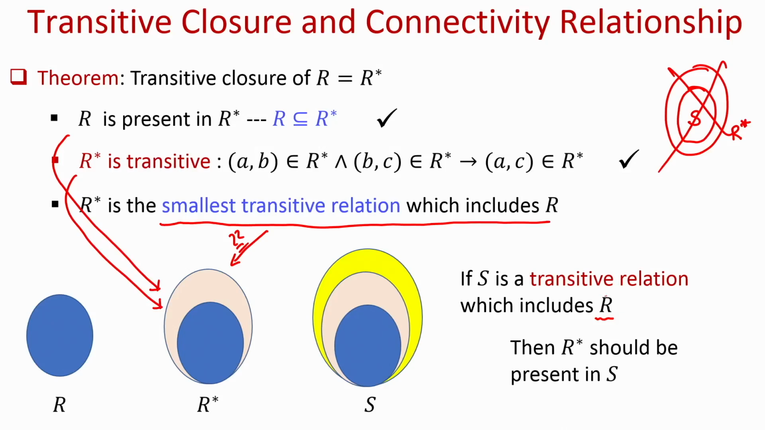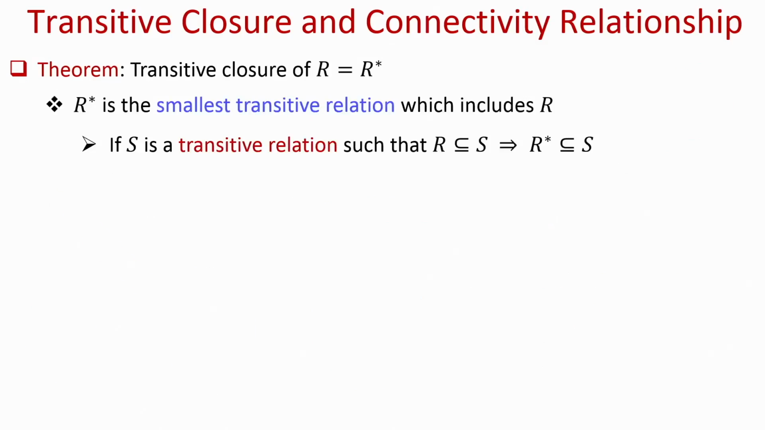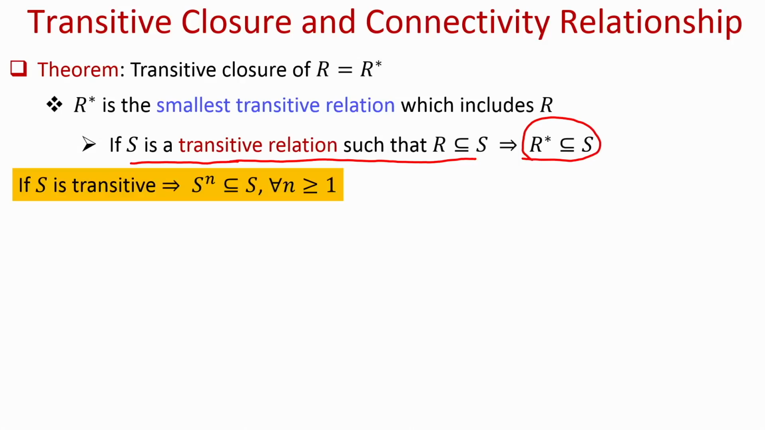We are going to show that if you take any transitive relation which is an expansion of R, R star will definitely be present in that expansion S, and that automatically will show that R star is the smallest expansion that we have to find. So, more formally, we have to prove that if you take any relation S which is a transitive relation such that R is included in S, then the expanded R, namely the connectivity relation, is included in this expanded relation S.